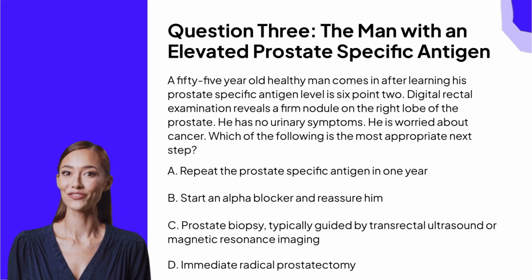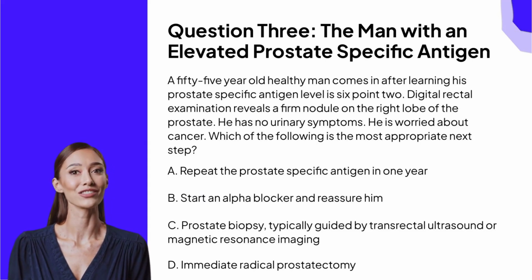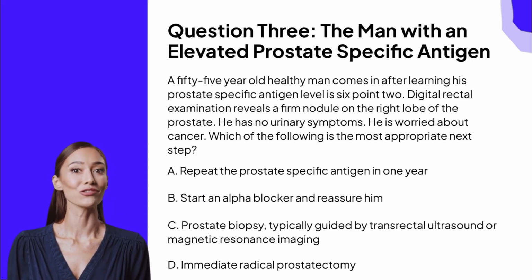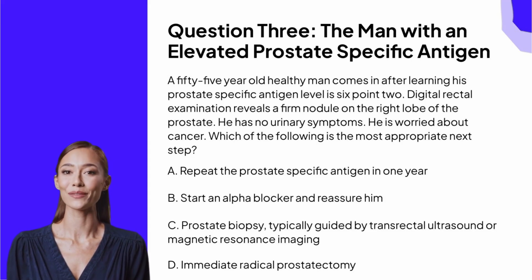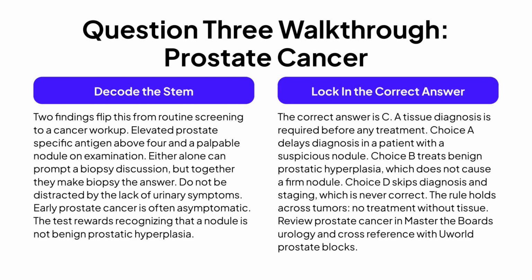Third question. A 55-year-old man, prostate-specific antigen of 6.2, and a firm nodule on digital rectal exam, no urinary symptoms. What is next? Pick your answer now, then we will walk through it together. 2 findings flip this question from screening to cancer workup. The prostate-specific antigen is above 4. The digital rectal exam shows a firm nodule. Either finding alone could prompt a biopsy discussion, but together they make the answer clear.